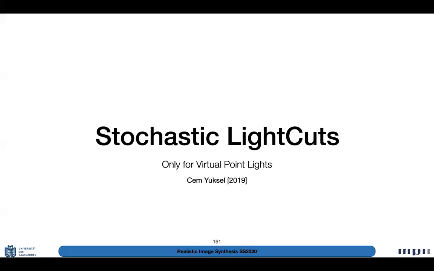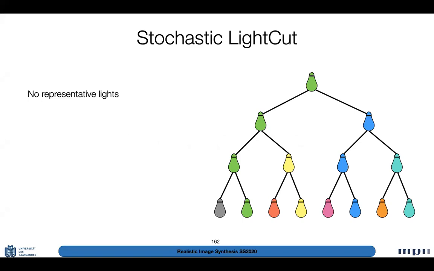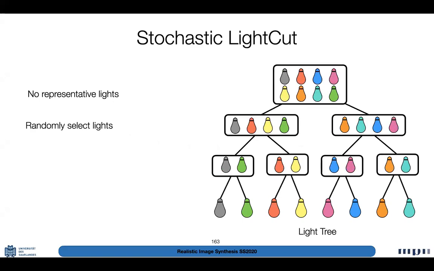So last year, there was this nice idea proposed by Cem Yuksel at HPG 2019, called stochastic light cuts. The idea is rather simple. He said let's assume there is no representative light, because this is what we want to get rid of. And what he does is replace each node by all the lights available under the node. So at the top node, since we use 8 light sources, 8 VPLs, the top node has all these 8 VPLs.